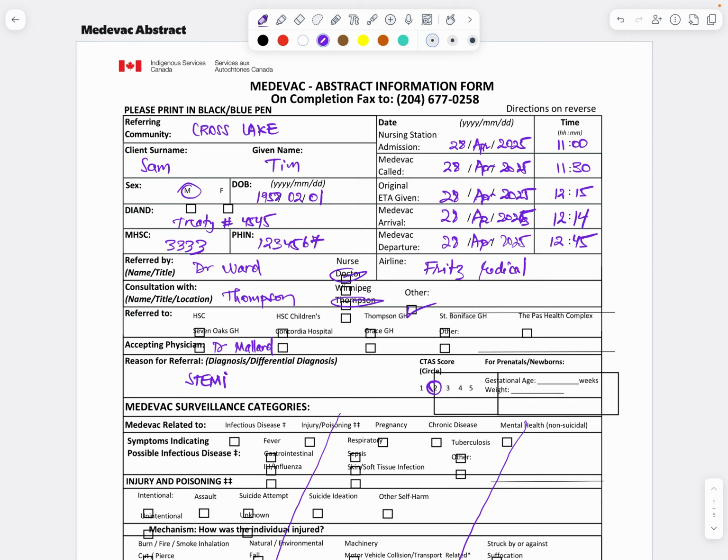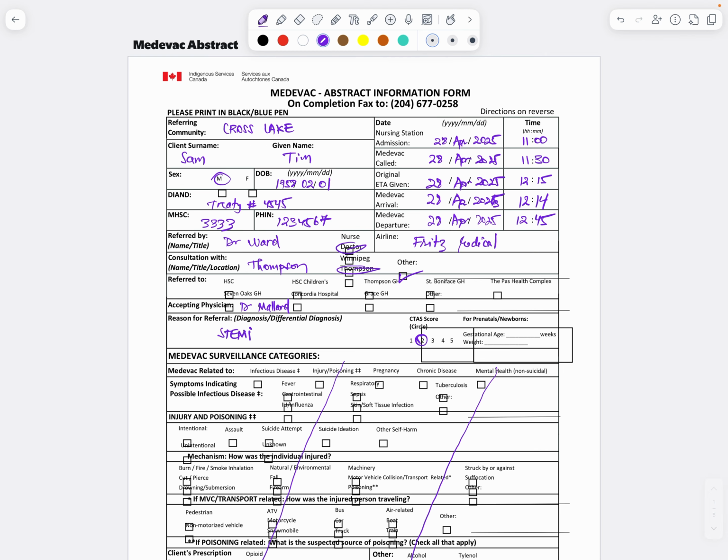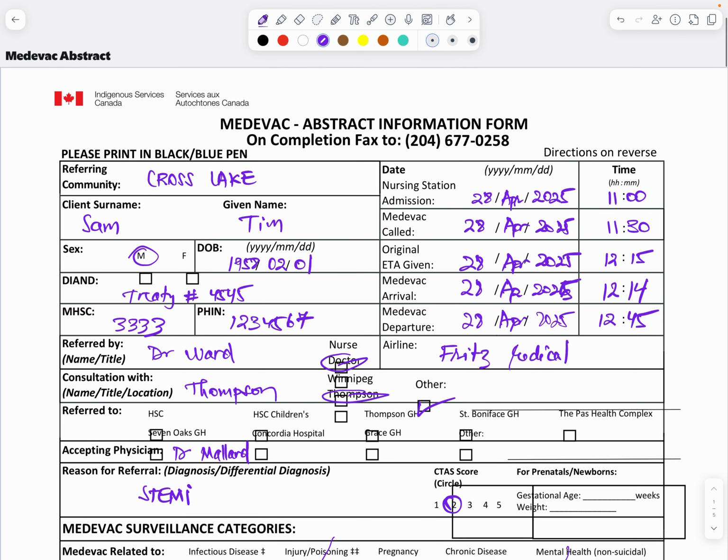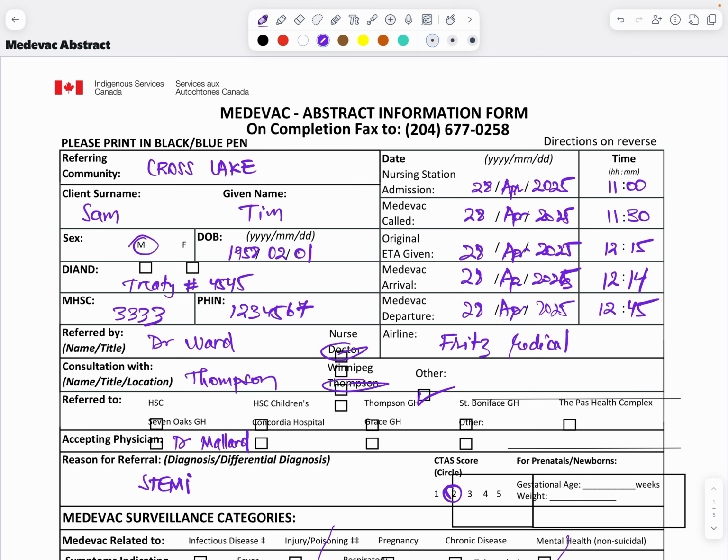Now, at the end, once this is all completed, I'll make sure that this information is reflected in my progress notes as well. So the times Medevac arrived, what time they left, the condition of the client when they were leaving, the last vital signs, and so on. I'll make sure that information is in my progress note.